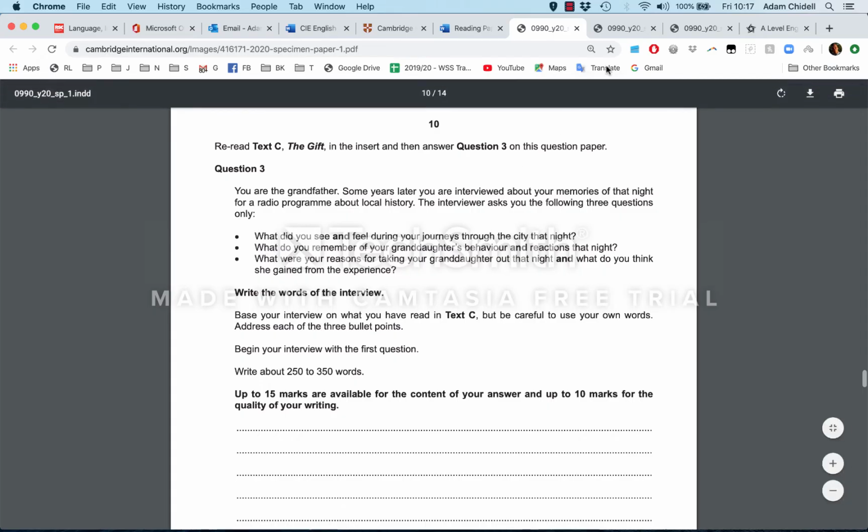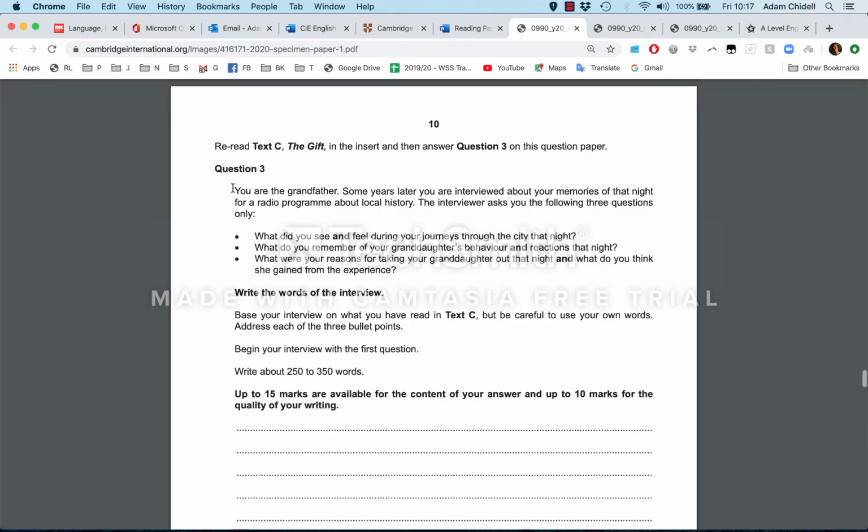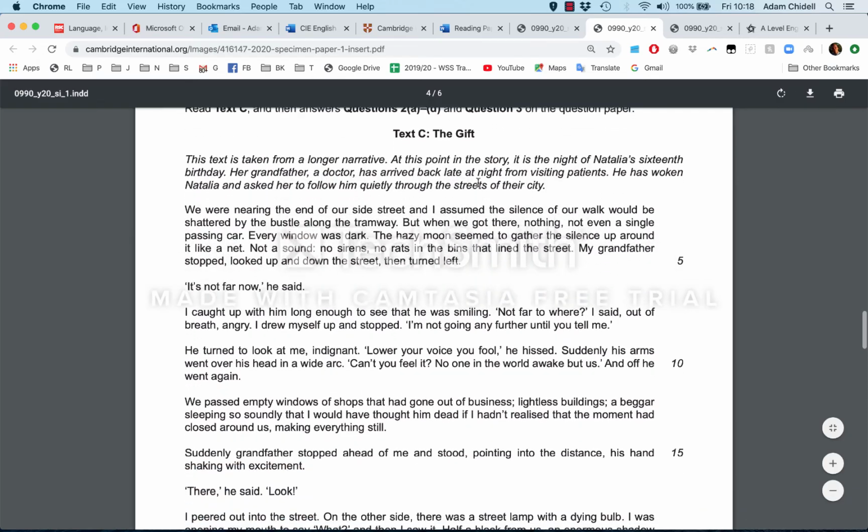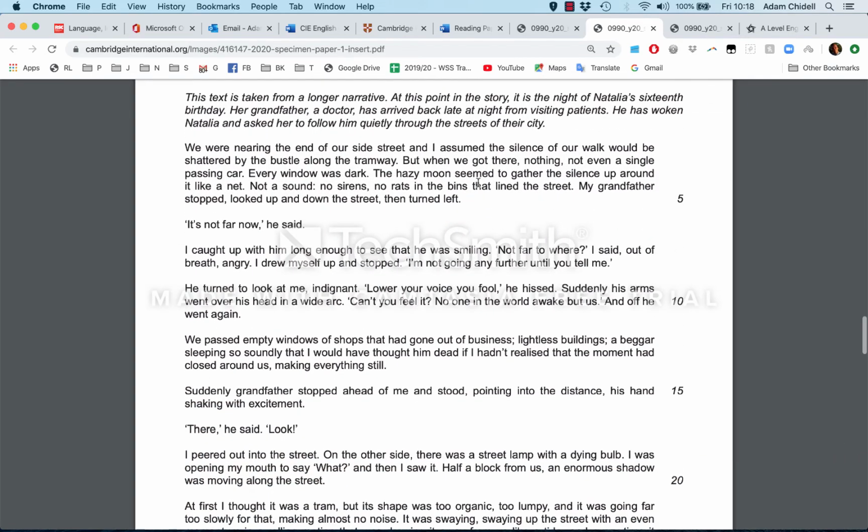And then you go to the text, and you start to pick out details from the text or parts of the text that are going to help you answer these questions from your perspective as the grandfather within the text. So you would first of all look for things that would help you answer this: what did you see and feel during your journeys through the city that night? You would go to the text, you'd think, okay, what can I highlight here? Just launching straight into it. The hazy moon seemed to gather the silence up around it like a net.